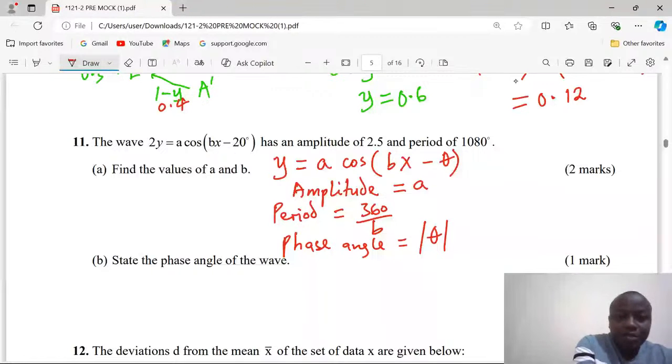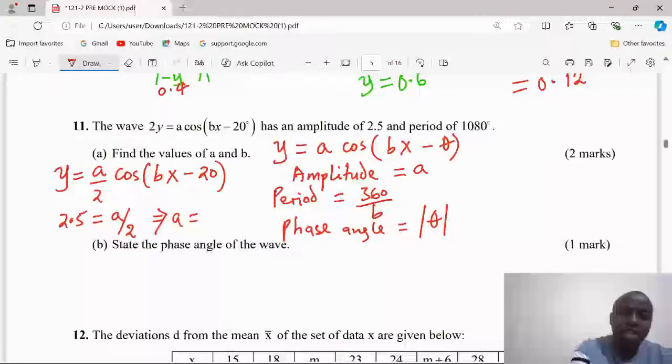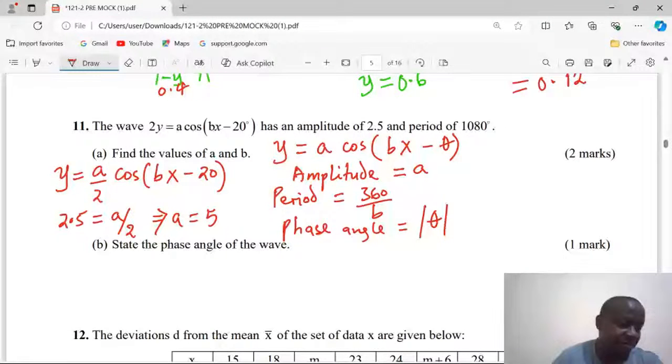So we need to first of all divide this by 2 so that the equation is in the general format. So y equals A out of 2 times the cosine of (bx minus 20). So from this, we multiply through by 2. So A equals 5. The value is 5 in this equation.